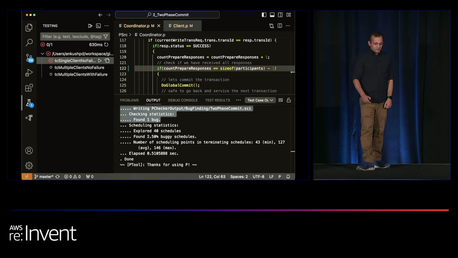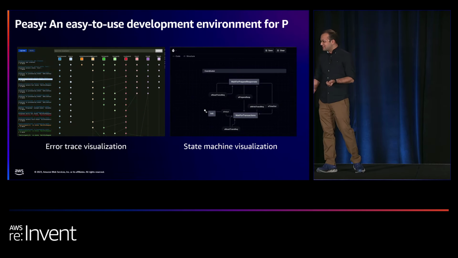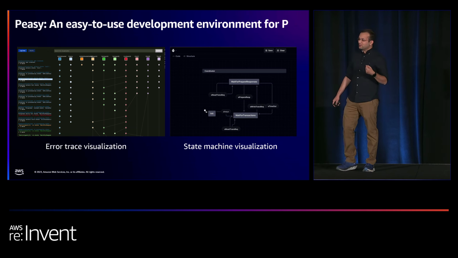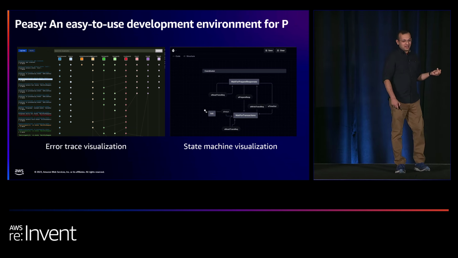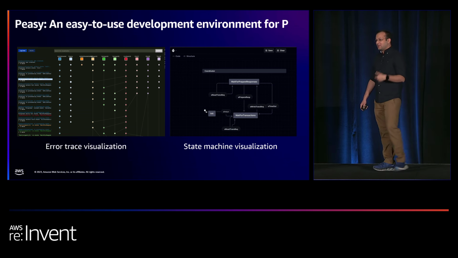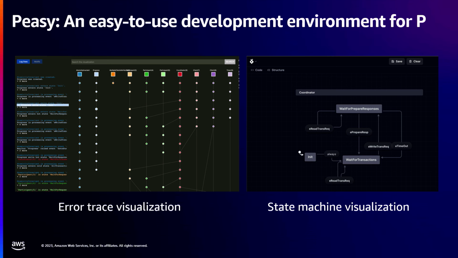Okay, so what we also provide is a framework called PZ for making use of P easy peasy. Basically, for the error traces provided by the checker, you can use a trace visualizer to debug the error traces of the distributed system. We also provide a way to visualize the state machines that are being used for modeling your system design and add them in your documentation and so on.